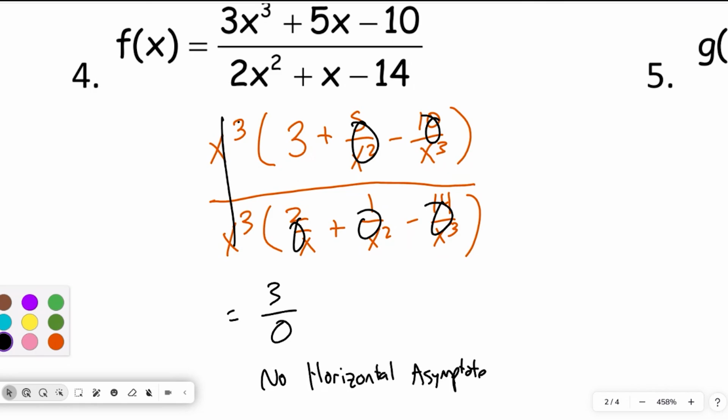So you don't need to memorize a mnemonic device that's 12 letters long. You don't need any of that. Just divide out that leading term and see what zeroes out as x goes to infinity.